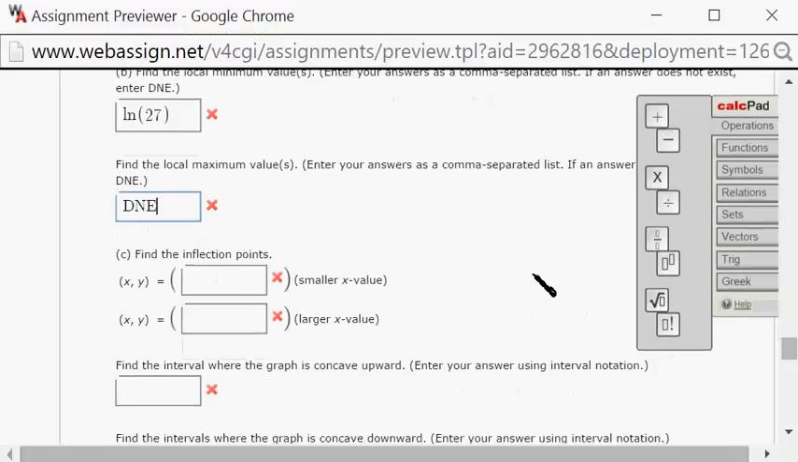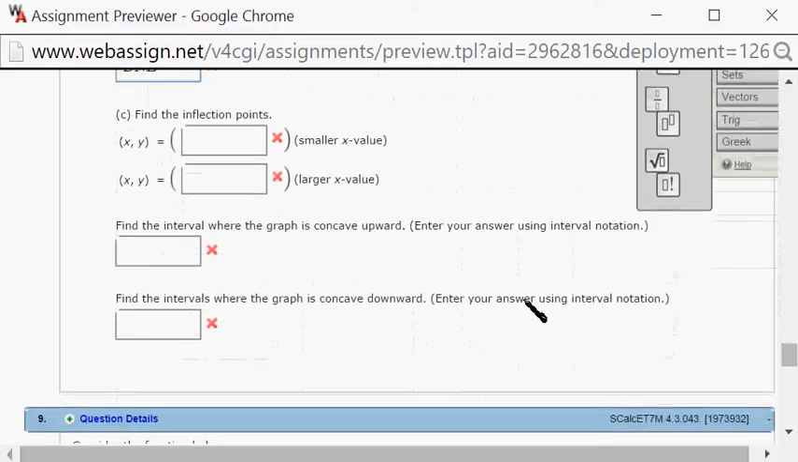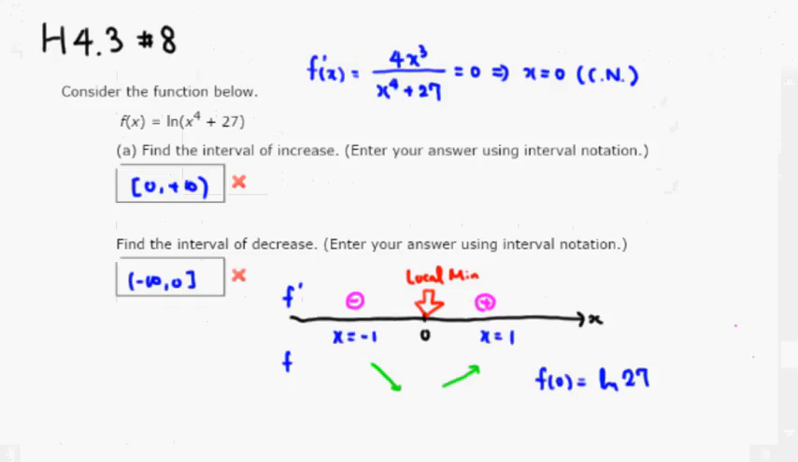Then let's find the inflection points. We have to look at the second derivative, so take the derivative again. The derivative of this guy would be: square the bottom, so you have x to the fourth plus 27, squared. And the 4 is just a constant, so I'll just put it here.